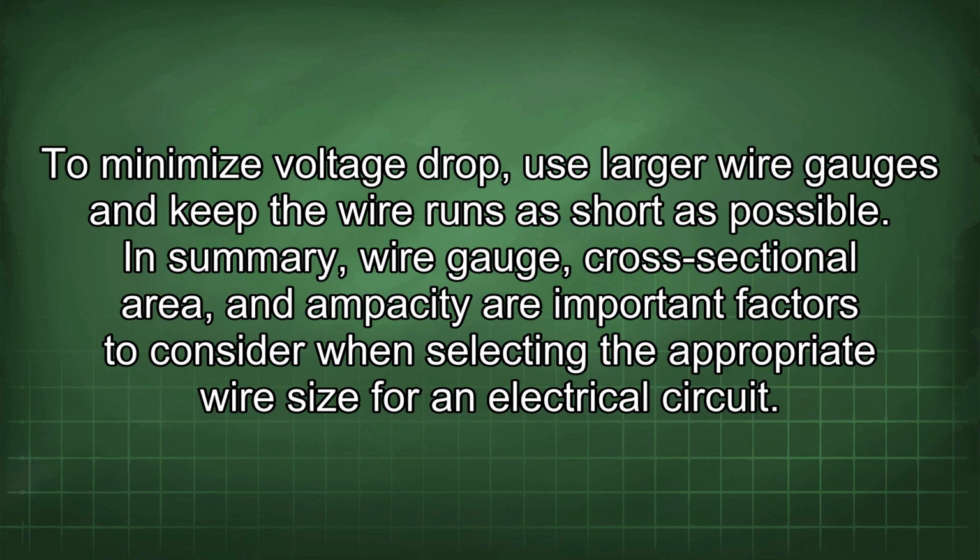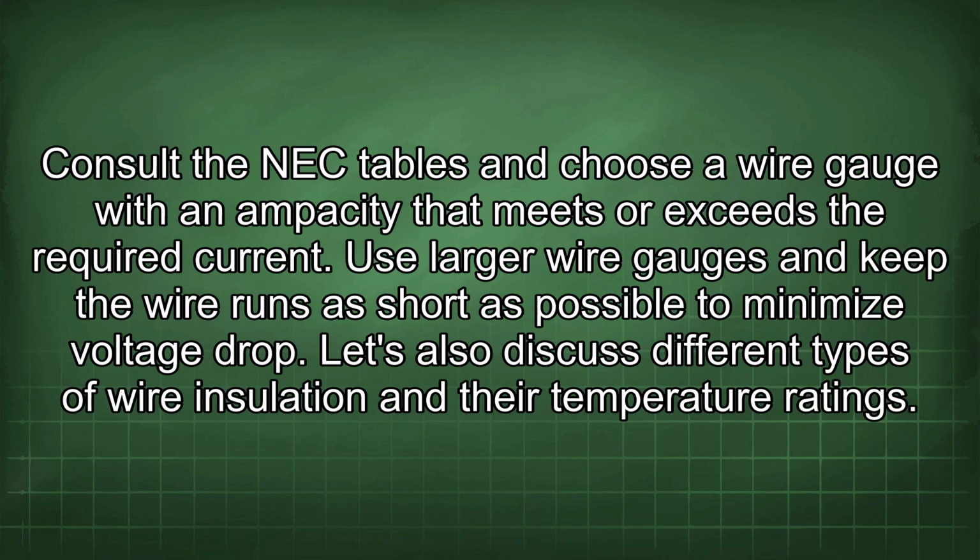In summary, wire gauge, cross-sectional area, and ampacity are important factors to consider when selecting the appropriate wire size for an electrical circuit. Consult the NEC tables and choose a wire gauge with an ampacity that meets or exceeds the required current. Use larger wire gauges and keep the wire runs as short as possible to minimize voltage drop.